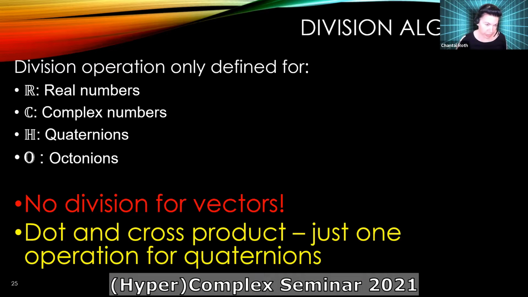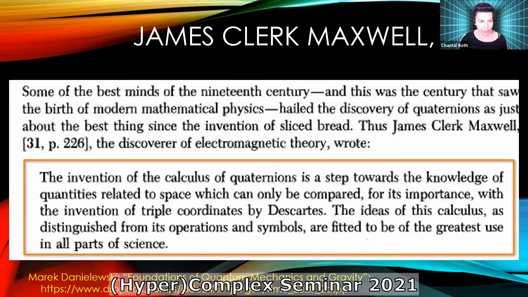Now you all know that there are only 4 division algebras. The reason I mentioned this is there is no division algebra for vectors. There's no division operation for vectors, right? So it's kind of clumsy to use dot and cross product. Now, unfortunately, in physics, a lot of things have been derived using vectors, which is a pity because quaternions would actually be better suited for that. So also, Maxwell recognized the importance of quaternions.